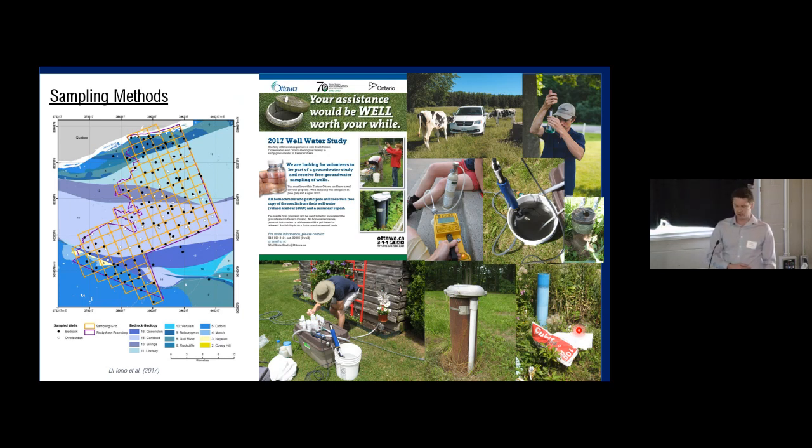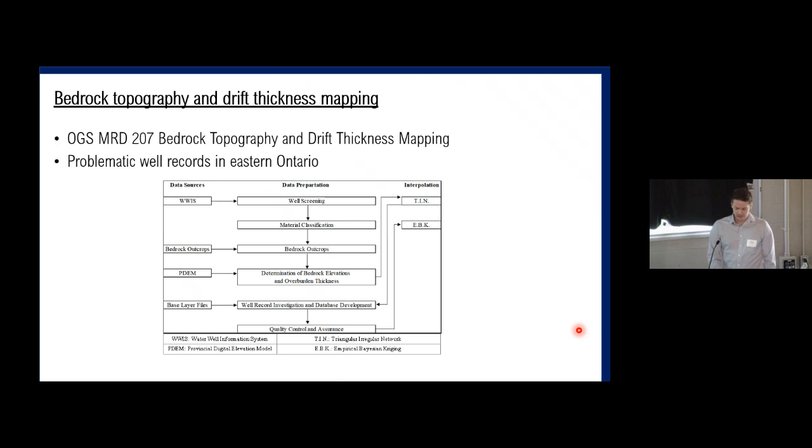So there's a huge interest from our residents around Eastern Ontario in their groundwater, which is great. A little bit of background: I'm sure a lot of you know about MRD 207. There already is an existing bedrock topographic model. However, in the early stage of my work, I was able to identify quite a few issues in certain areas, especially in Alfred and Plantagenet, where certain well records didn't quite match up with the existing bedrock topographic model.